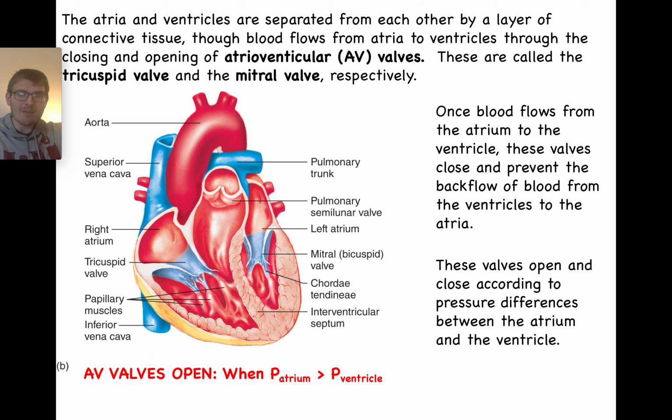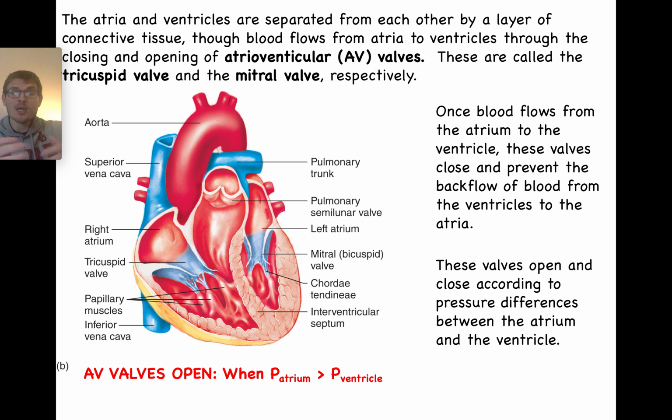So the rule of thumb here is that your AV valves, which regulate the passage of blood between the atrium and the ventricle, will be open when the pressure in the atrium is higher than the pressure in the ventricle. So think about that for a second. If the pressure in the atrium is higher than the pressure in the ventricle, this would lead you to believe that blood will flow from the atrium to the ventricle. Well, that's exactly the way we want blood to flow.